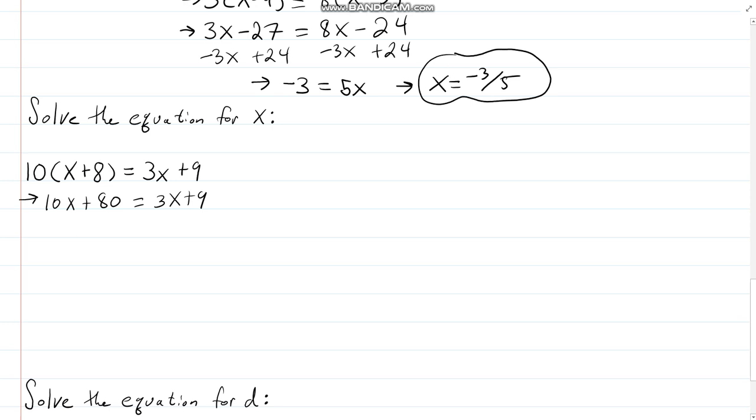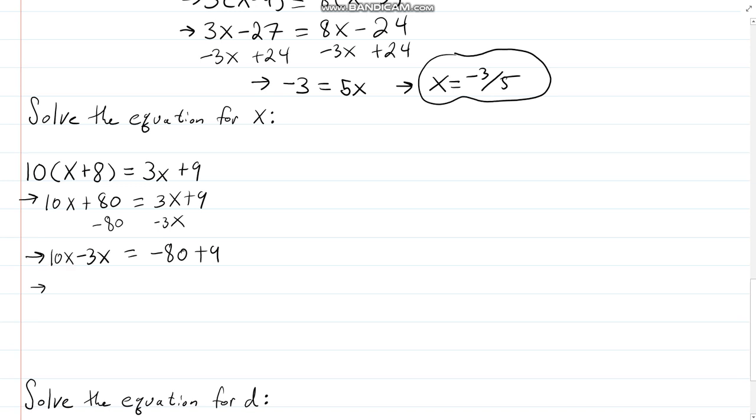I'm going to move the 3x to the other side. So I'm going to subtract 80. I'm also going to subtract 3x. So that will move the 3x to the other side and move 80 to the other side. So I have 10x minus 3x equals negative 80 plus 9. Okay. And, well, that should have had an x there. Let me fix that. So that should be 10x.